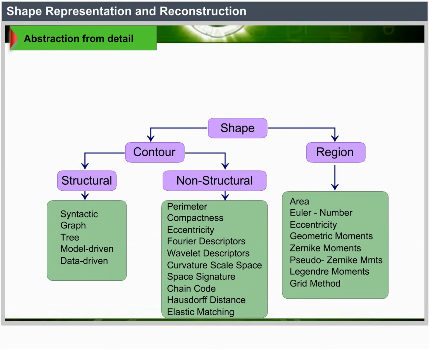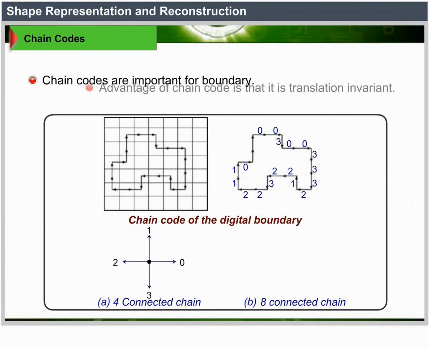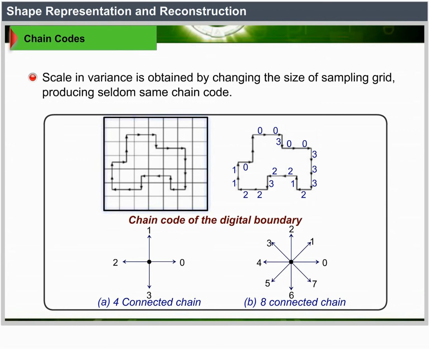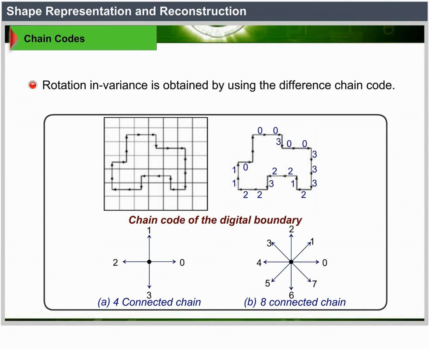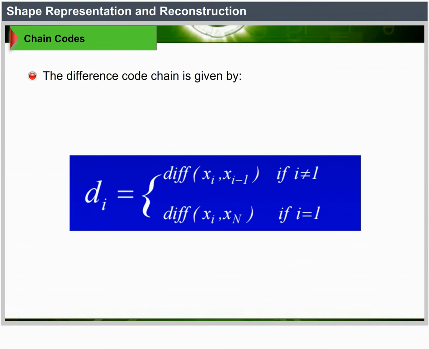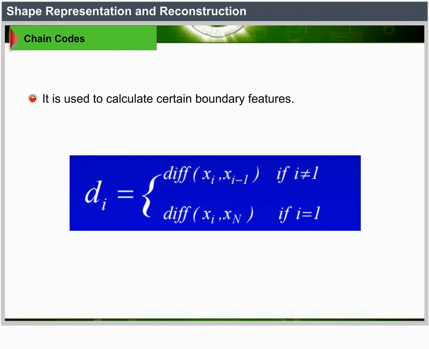Chain codes. Chain codes are important for boundary following. Advantage of chain code is that it is translation invariant. Scale invariance is obtained by changing the size of sampling grid, producing seldom, however, the same chain code. Rotation invariance is obtained by using the different chain code. Figure A shows a 4-connected chain and B an 8-connected chain. The difference code chain is given by the expression. It provides a good compression of boundary description. It is used to calculate certain boundary features.